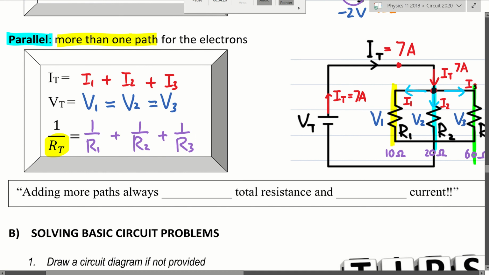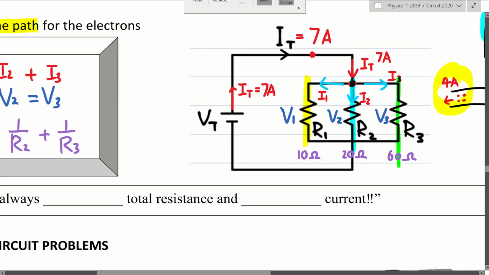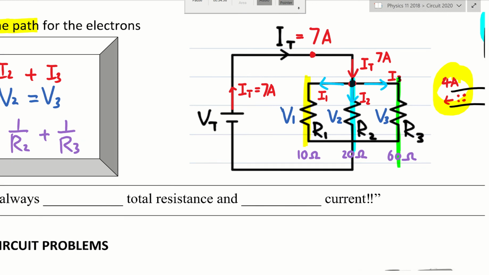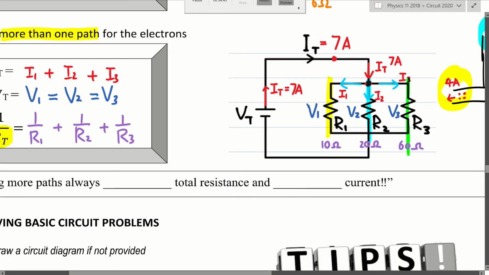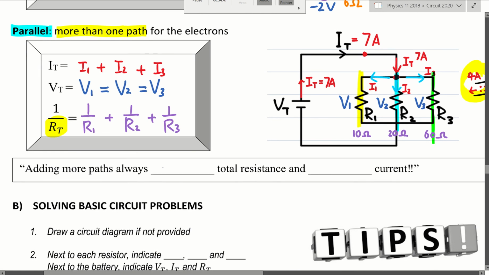But trust me, I think I've made a pretty good argument about the fact that the more resistor you add in parallel, the more pathway you have, the lower the total resistance. Okay, so let's write that down. Adding more pathway always decreases the total resistance.